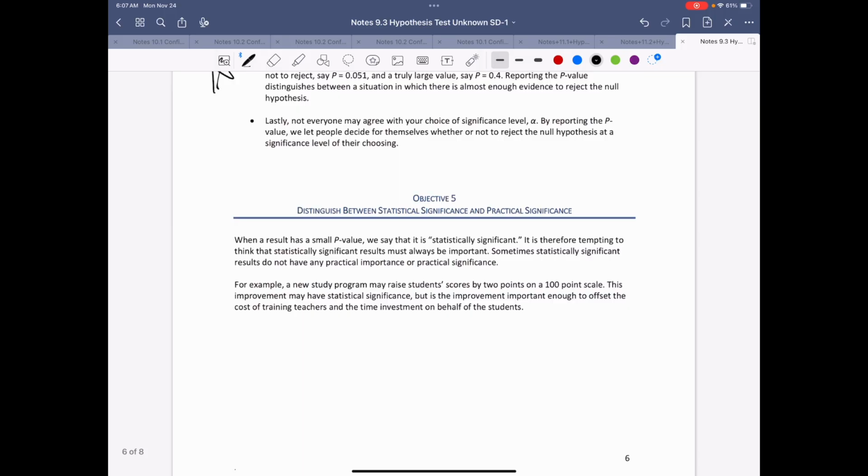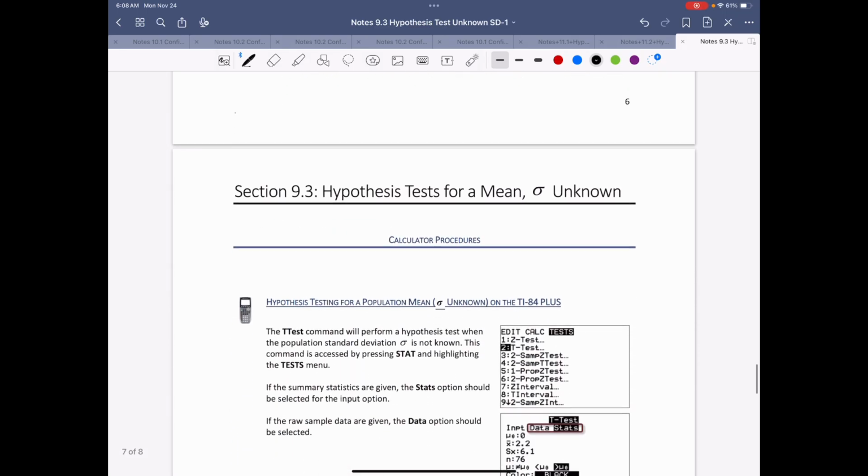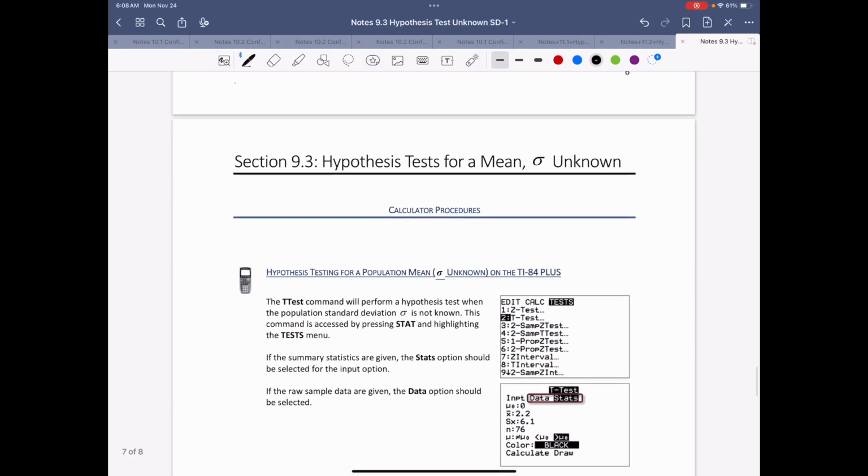And sometimes just because something is statistically significant, it is not practically significant. For example, say you studied and studied, and the new way you studied was statistically significant, but it took you hours and hours, and it only brought your score up 2 points. It might not be practically significant for you. So that's what they mean when they talk about that. And that's the end of our lesson, hypothesis test for a mean when we do not know sigma.